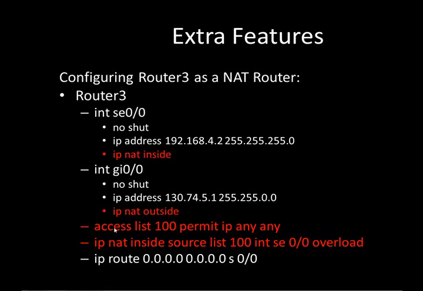However, we need to configure two other lines. Here we do the access list permit IP from any source address to any destination address. This is going to be configured on the whole router, and the IP NAT inside source is enabled through the serial port 0/0.